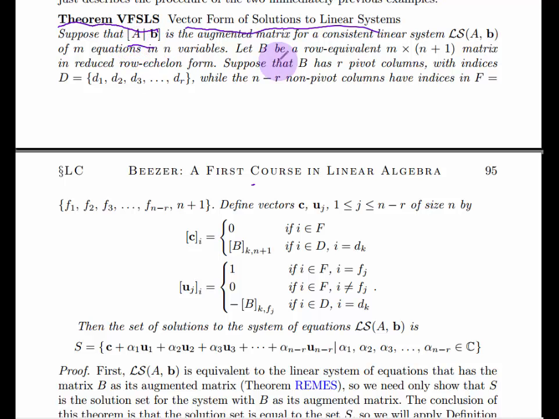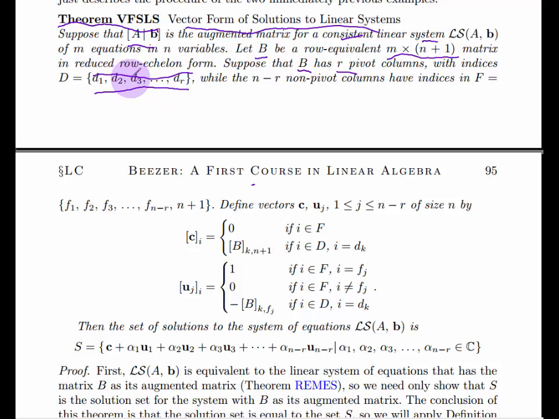So suppose that AB is the augmented matrix for a consistent linear system. Consistent, of course, means that it has at least one solution. Okay? Now, let's suppose we find a row equivalent matrix in reduced row echelon form. Okay? And it's going to have the same size as the augmented matrix, m rows, n plus 1 columns, because the constant column adds an extra column to the original coefficient matrix. Now, suppose B has R pivot columns with these indices.